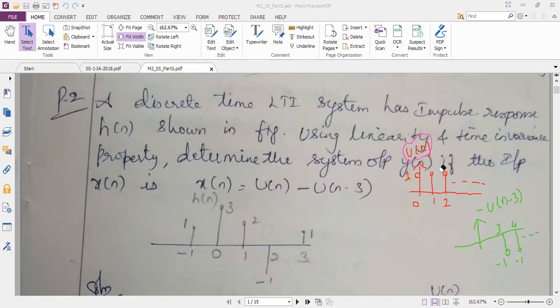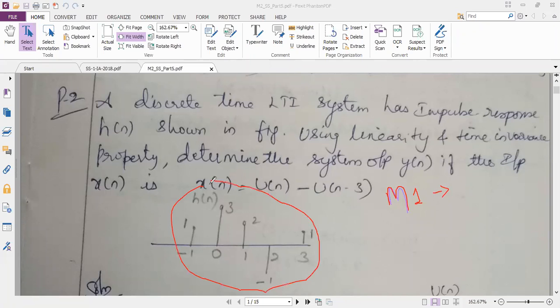Now I can use method 1 or method 2. In yesterday's class, I said I will tell you when to use method 1 and when to use method 2. So now I am giving you the hint. Method 1 can be used only if the diagrams are finite. You can see h of n is finite. Even x of n is also finite. You know the meaning of finite? It is having only a limited number of samples. My x of n has samples only at 0, 1 and 2. Similarly, h of n has samples between -1 and 3. So I can say my samples are finite.